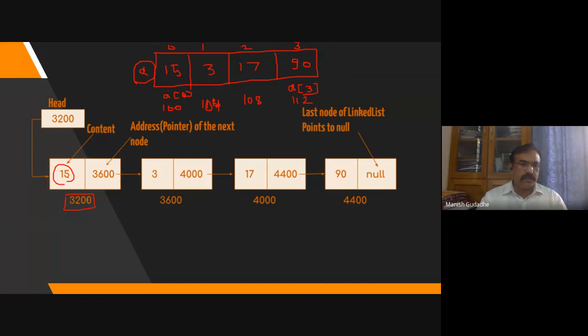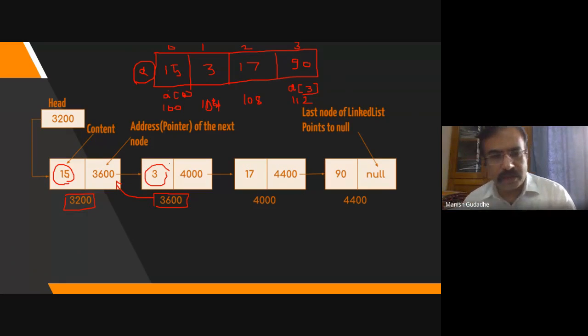So like here, at 3200 we have stored 15. Then 3 came into the picture. It is also stored at some location wherever it has found space, that is 3600. The only thing we are taking care of is that this address needs to be fed to the previous element. After 15, where are we supposed to go? We are supposed to go to location number 3600. After 3, where are we supposed to go? We are supposed to go to location number 4000.